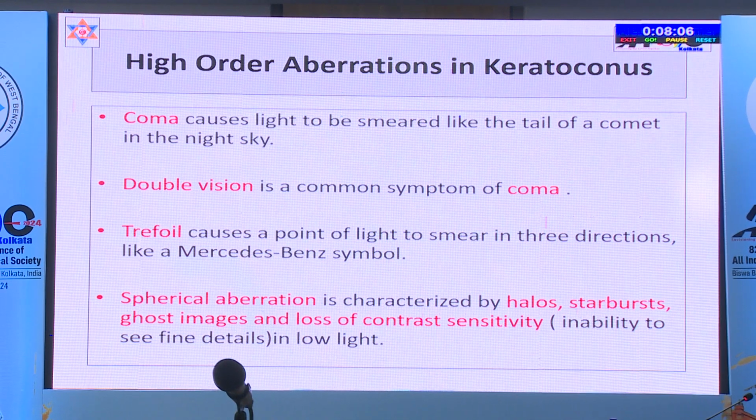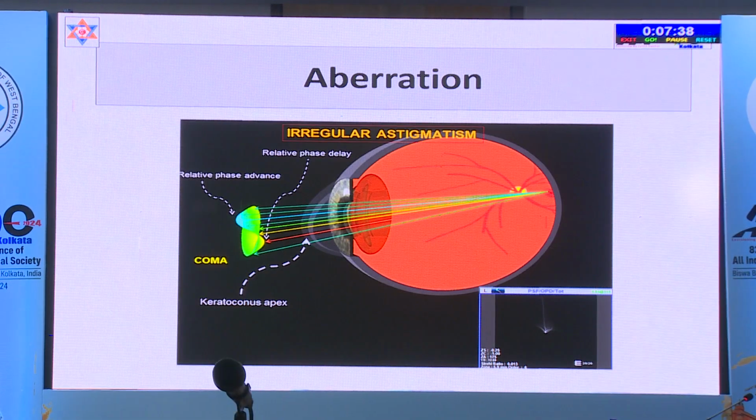Keratoconus patients will come with coma, in which they will complain of double vision. They may have trefoil, where when you ask how an image looks, they say it looks something like the Mercedes-Benz symbol. I'll show you the photographs. And if they have spherical aberrations on aberrometry, they may complain of halos, starbursts, ghost images, or lack of contrast sensitivity. So it's very important to look for all this.